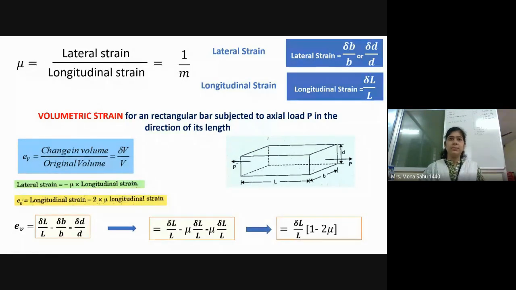So, did you guys understand this? Poisson's ratio is nothing but lateral strain by longitudinal strain. So please write this down. Mu is equal to lateral strain by longitudinal strain, equal to 1 by m. All right. So volumetric strain is for a rectangular bar subjected to an axial load of P in the direction of its length. How do you calculate that? Change in volume by original volume. So you know this. So Ev is delta V by V.